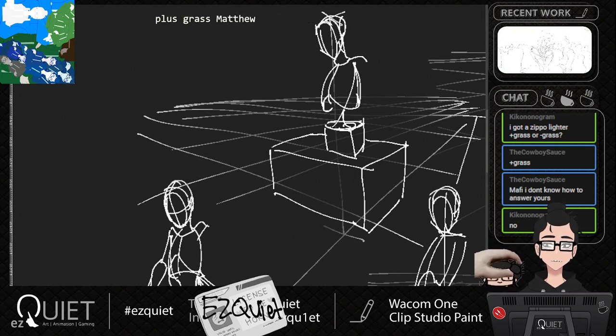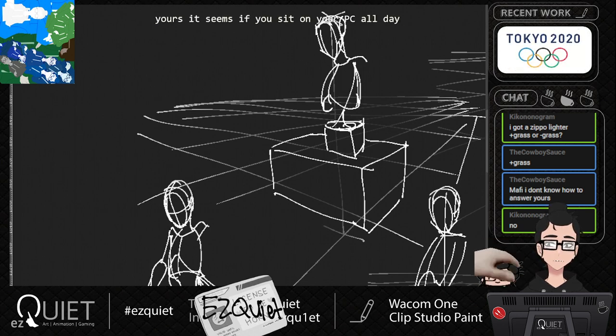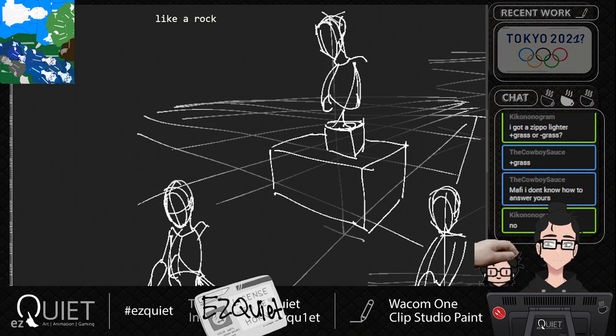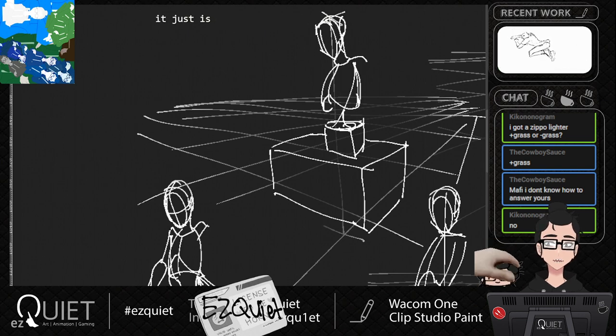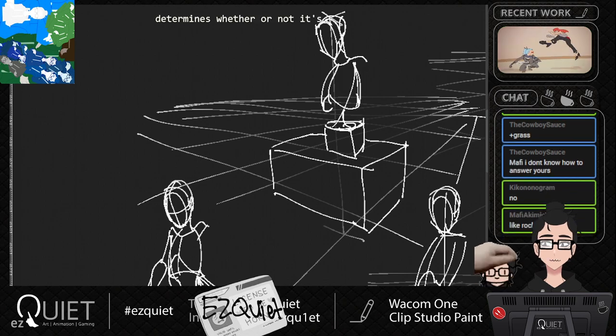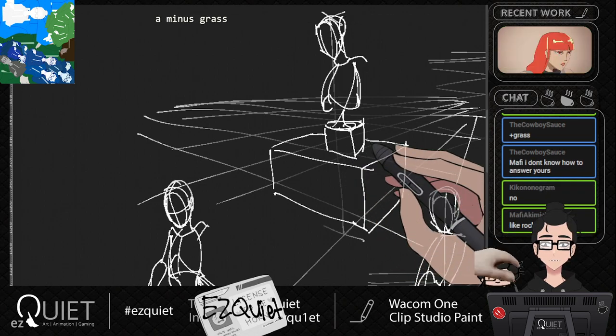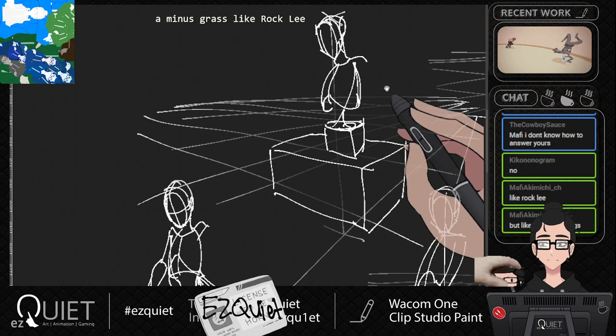We're still debating on yours, it seems. If you sit on your PC all day with weights all over your body, are you sitting with the weights? Are you doing like a Rock Lee situation where he always has weights on his legs? Or is it just on your body? Are you not doing anything with them? Maybe this determines whether it's plus grass or a Rock Lee minus grass. Like Rock Lee, but arms and legs.